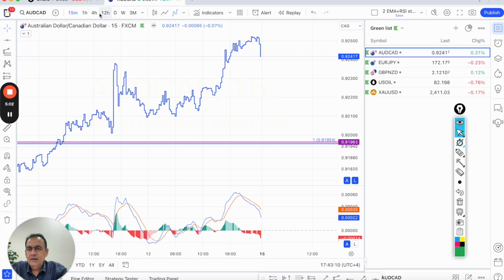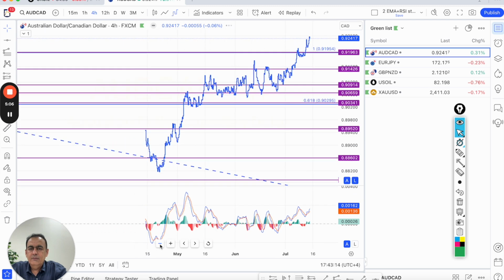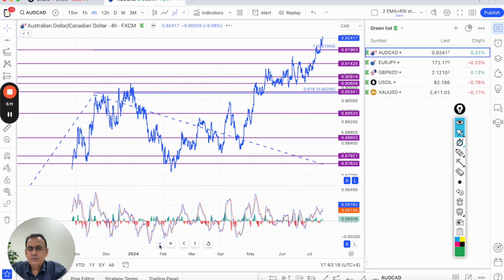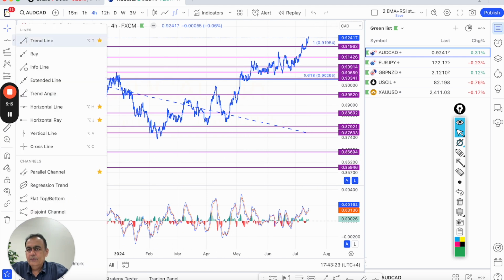Now let's decide the levels where we can get into the trades and join the buyers. Here I'm back to the 4-hourly chart, and I'm going to draw the rising trend line here.